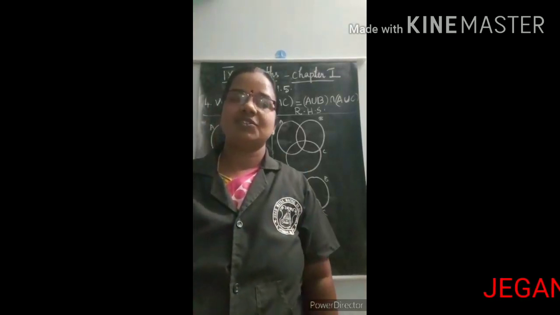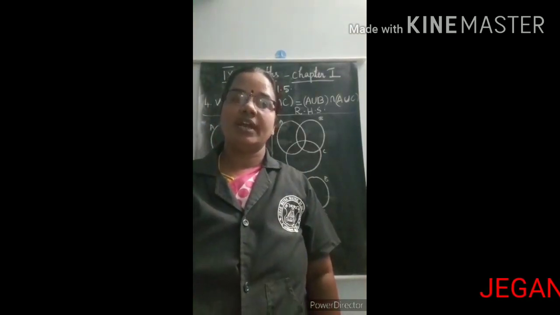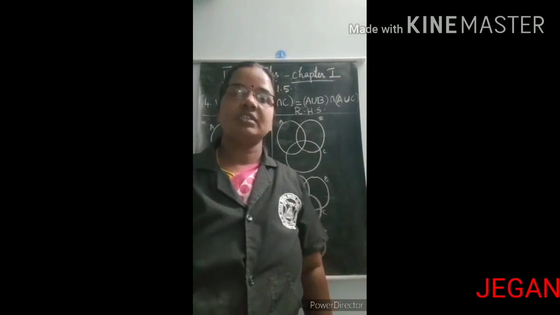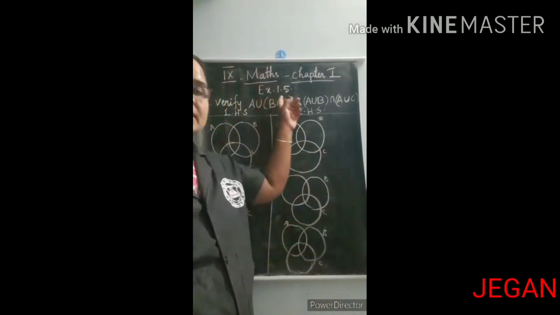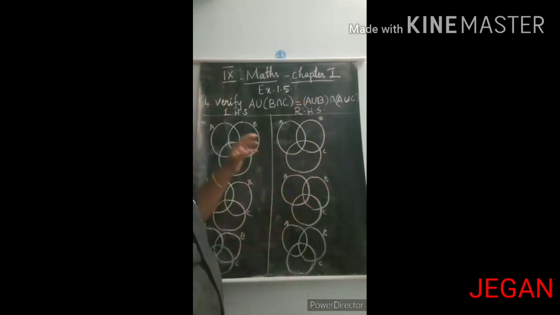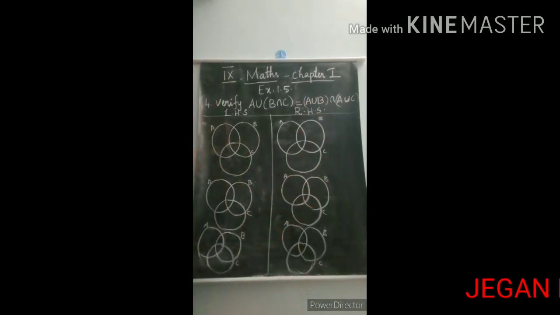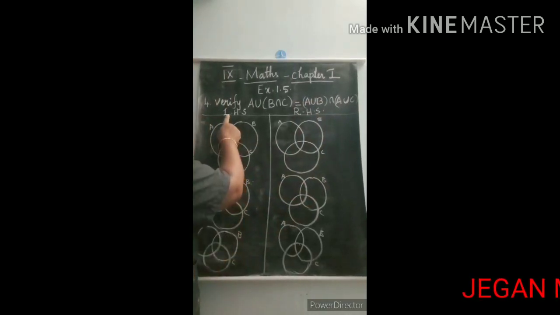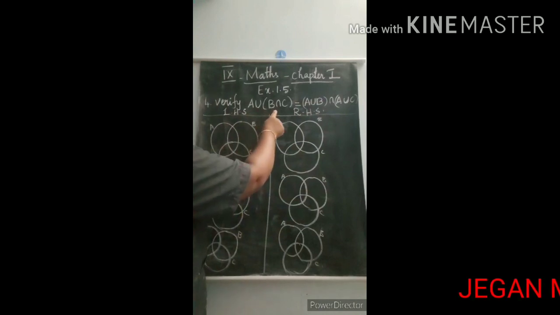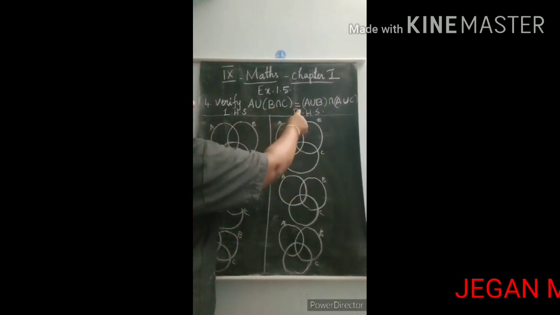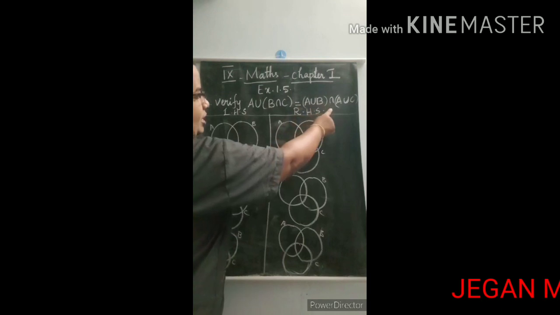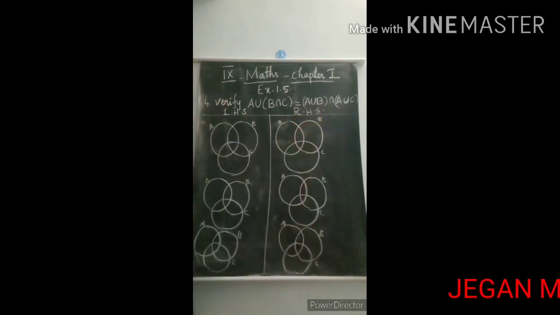Hello students, today we are going to see 9th standard maths first chapter, set language, exercise 1.5. Fourth question, let us see the fourth question. Verify A union (B intersection C) is equal to (A union B) intersection (A union C).